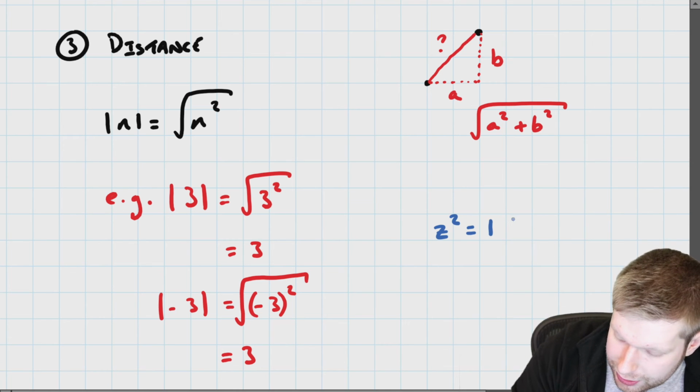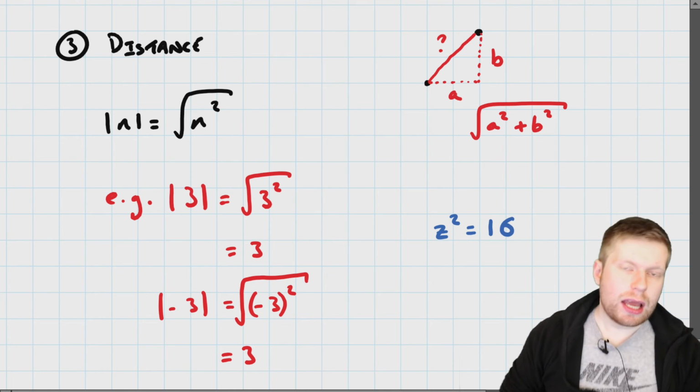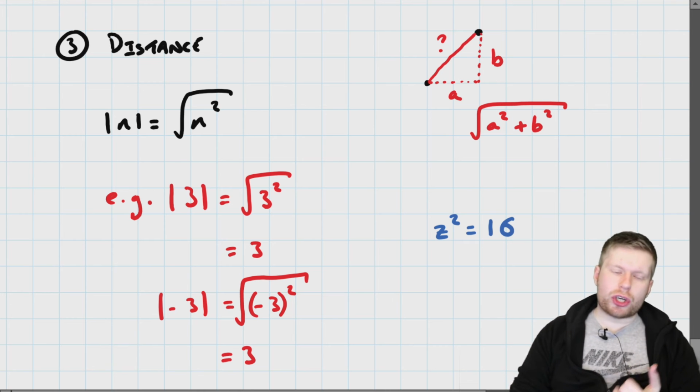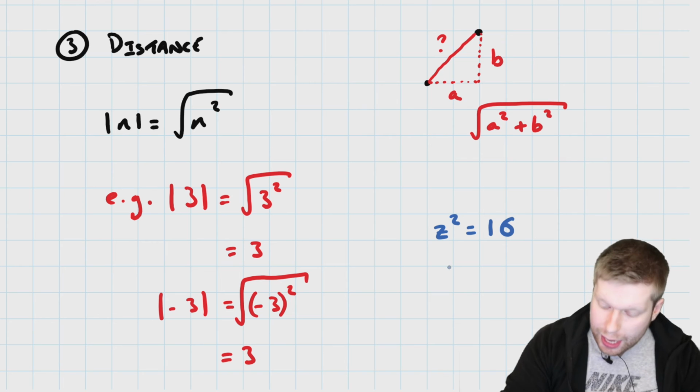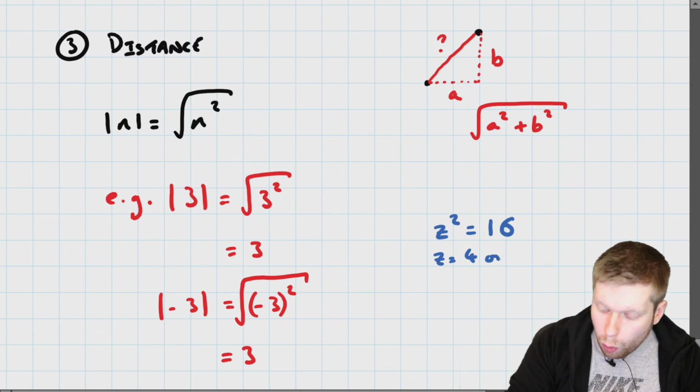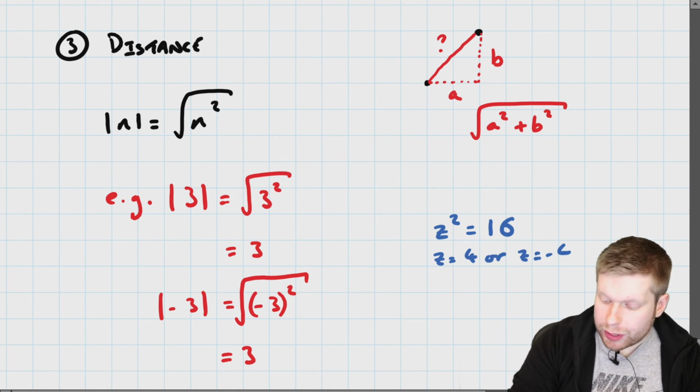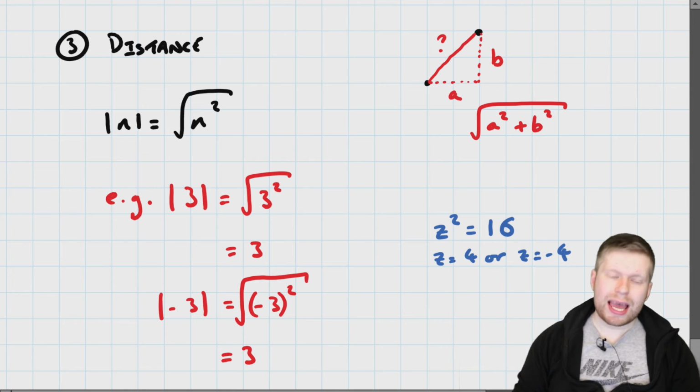So for example, if I write down z squared equals 16, you're absolutely right. Here I'm asking the question, what value of z when I square it will give me 16? In that case, it could be z equals 4 or z equals negative 4. So in that case, I need to take the positive or negative root.